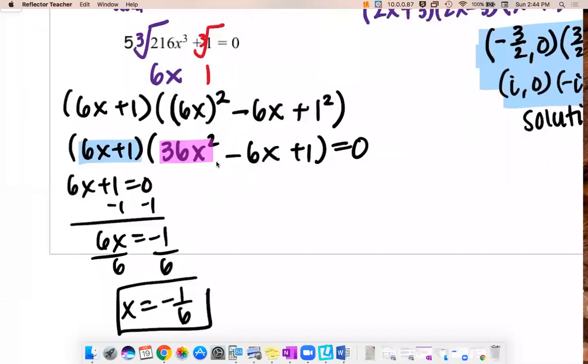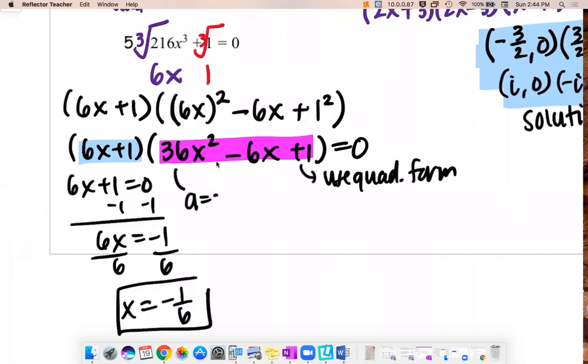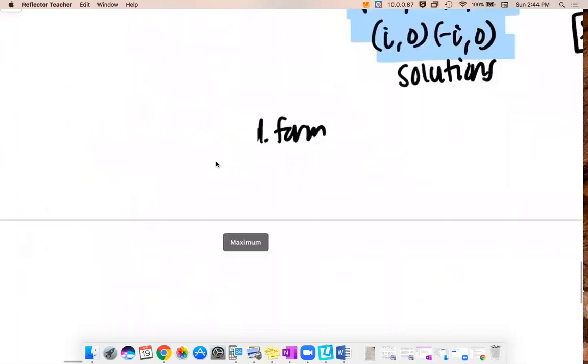Now we know this doesn't factor anymore because we already factored it using our sum of cubes. So we have to use the quadratic formula. So use quad formula. Okay, so this one we got a is 36, b is -6, and c is 1. So then let's just go plug it into our quadratic formula.